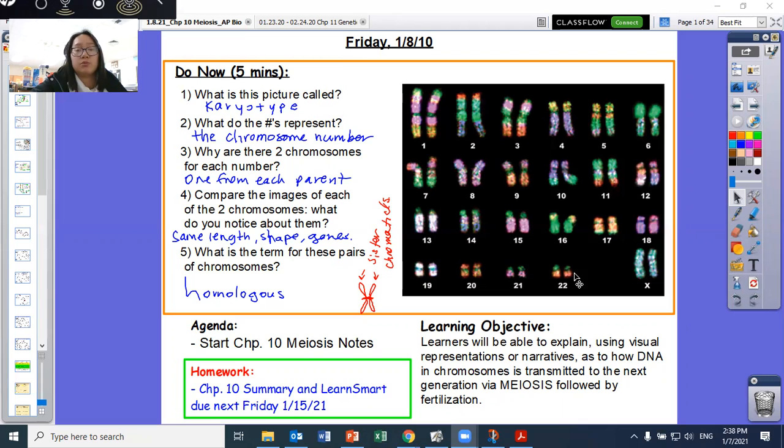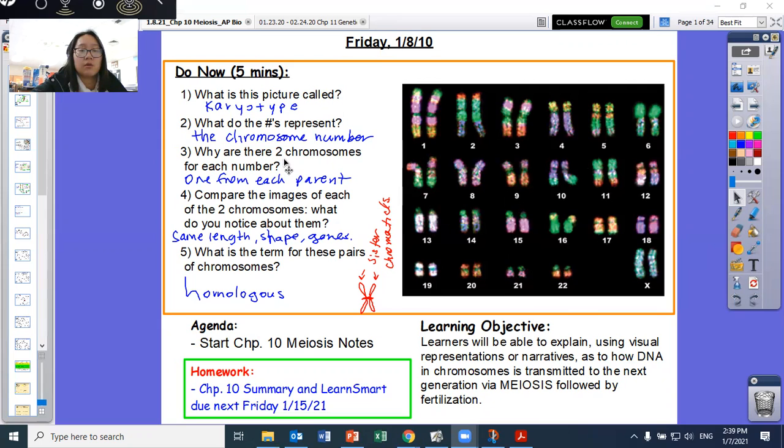So this Do Now question kind of helps you bring interest into why meiosis happens and what is happening inside. So this is a picture called a karyotype. And the numbers represent each chromosome. So there's chromosomes 1, 2, 3, 4, all the way to 22. And then there is a 23rd set of chromosomes that is the sex chromosomes that determine the gender of an organism. Or in this case, since it is a human karyotype, it would determine the gender of this person, right? There are 2 X's, which means that this is a female human's karyotype. And if it was 1 X and 1 Y, then it would be a male human karyotype.